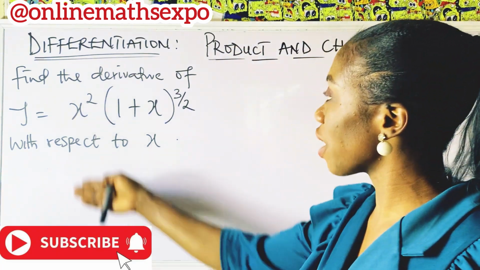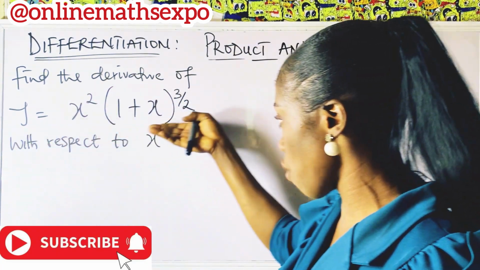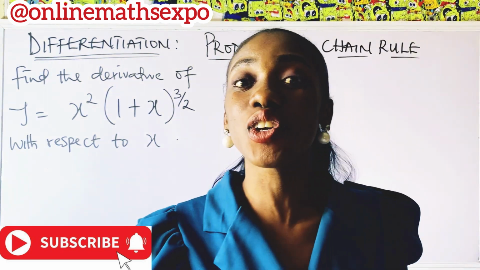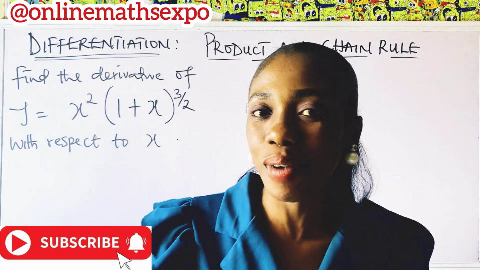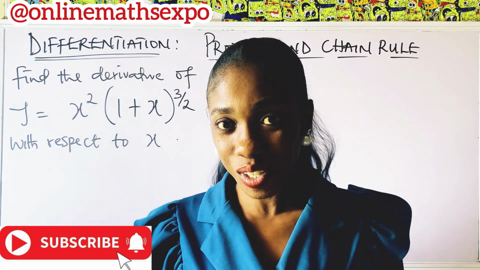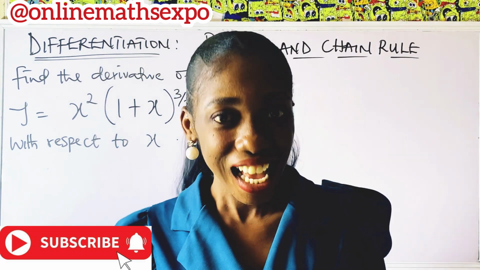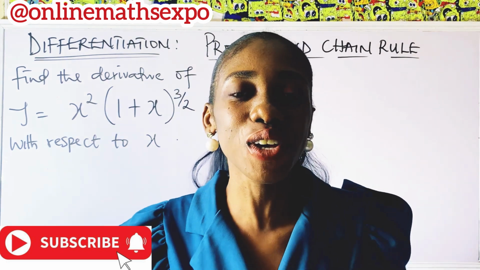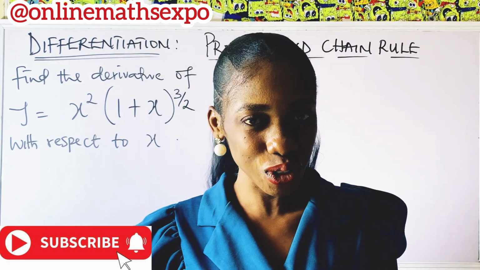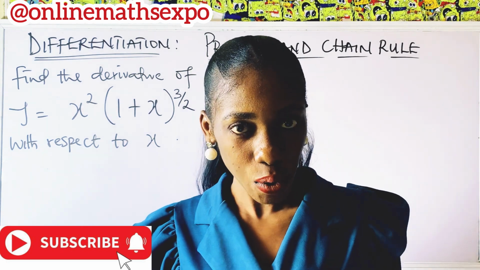Now, we are asked to find the derivative of this particular function with respect to x. In today's tutorial, you're going to learn how to combine the product rule and the chain rule in one question. But the question is, how do we know a question that we can apply these two rules on? I am going to show you, so stay actively, okay?